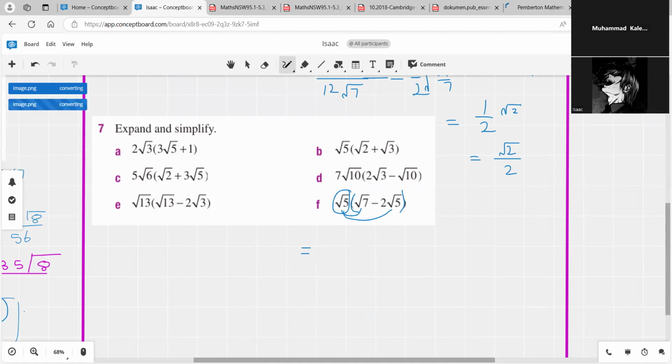Square root of 5 times square root of 7 will be square root 35 minus square root 25 minus 2 square root 25. Yeah, that's right. If I want to simplify it further, I know very well 25 is a perfect square, so it can be written as 2 times 5, am I right? So it can be written as root 35 minus 10. So yeah, this one will be its answer.